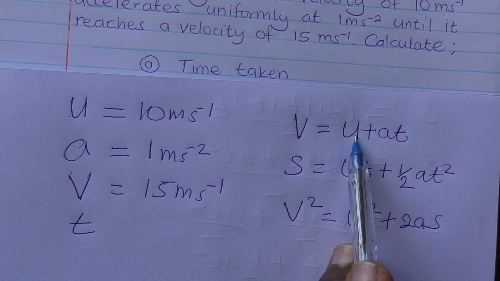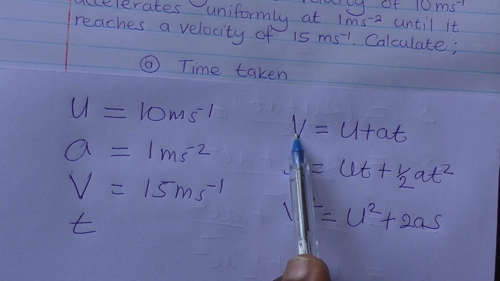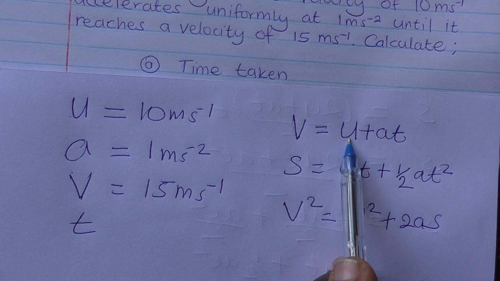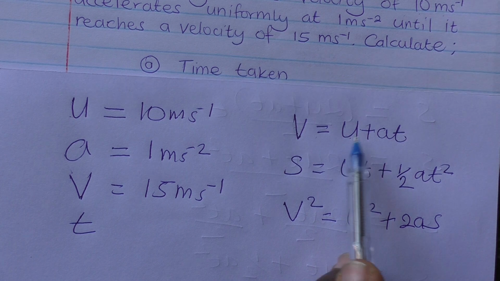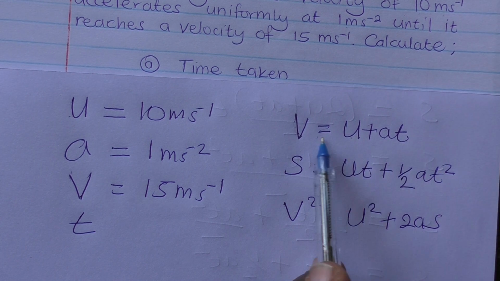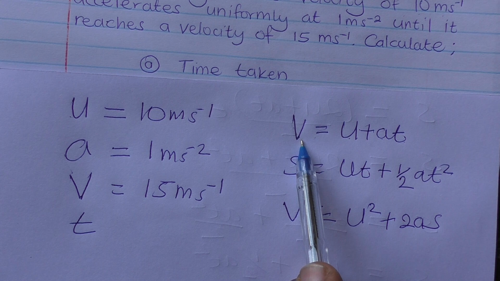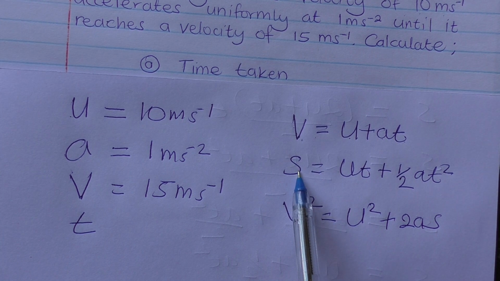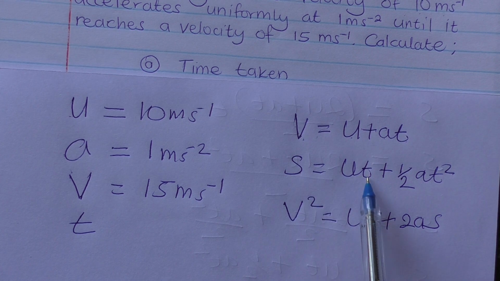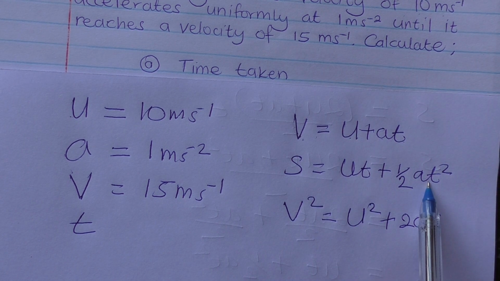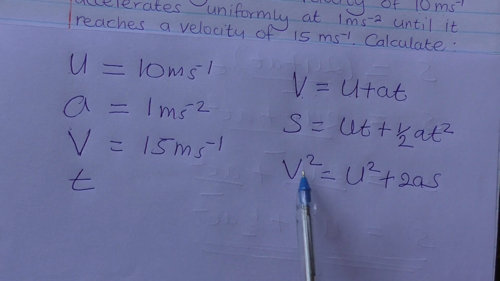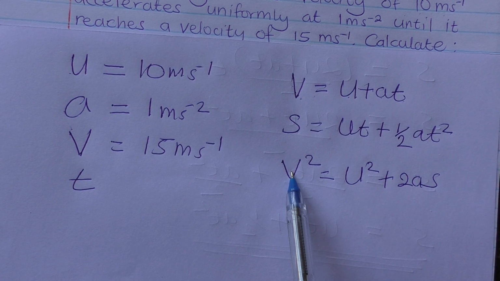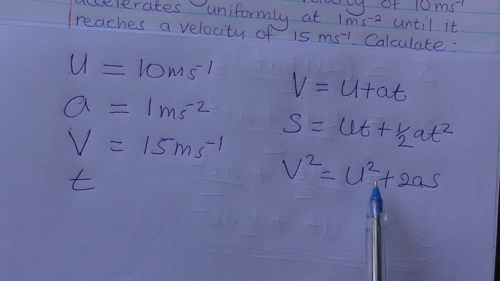If we look at the first one, we have v, we have u, and a, and we want t. So I think the first one is the most suitable, because in the second we don't have the displacement, neither the time, so we can't use that. In the third, we don't have time, and it's time we want, so we need to use an equation which has what we are looking for.